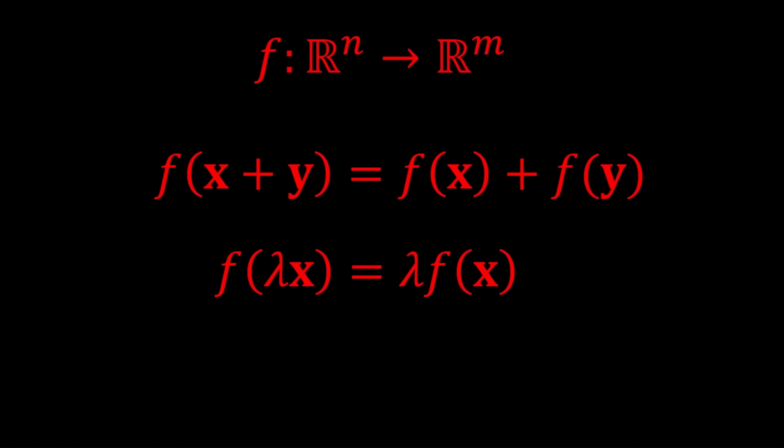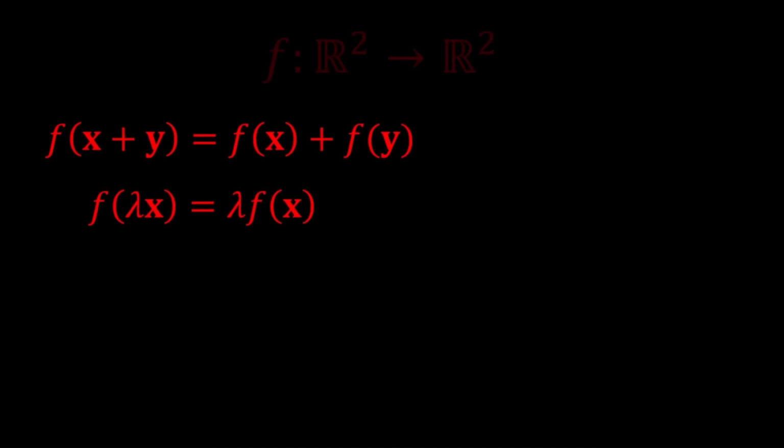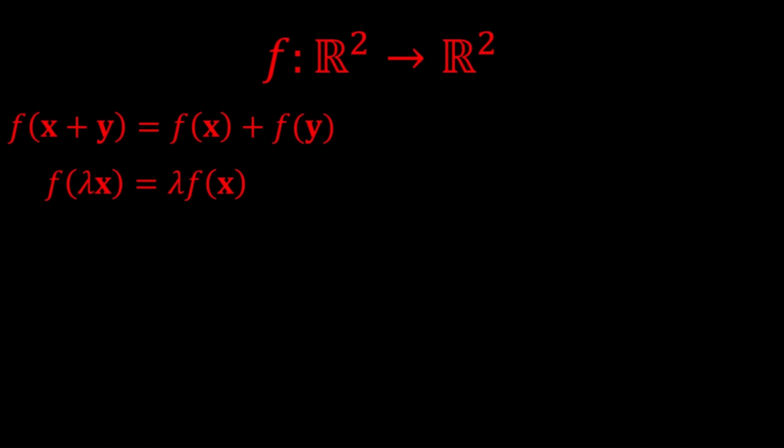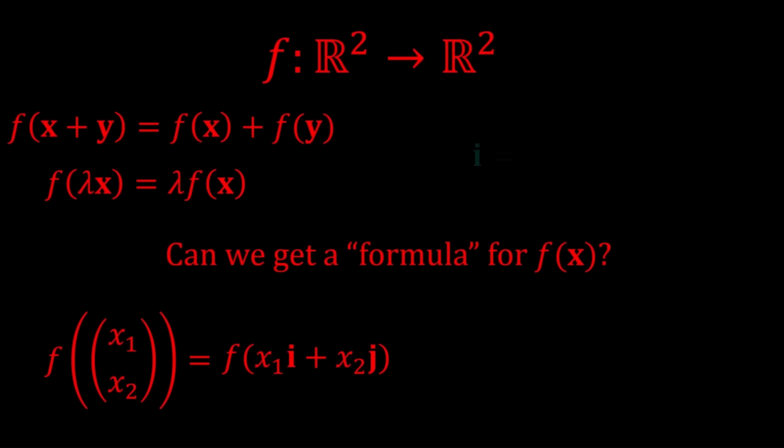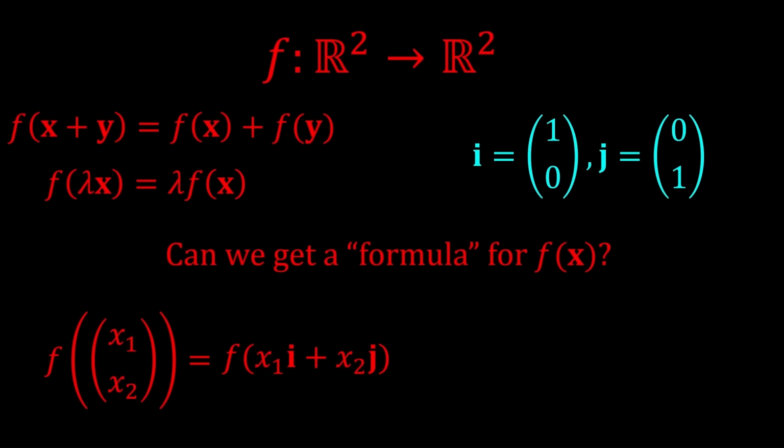Now let's take a look at a special case R2 to R2, and suppose we have a function with these nice properties. Now I wonder, can we find a formula of some sort for f of x? Okay, well let's try. We'll take an arbitrary vector, x1, x2. But how do we even start with this? Well, in math, it helps a lot to write stuff in different forms, so that's what we're going to do. This is the column vector form, but we can write it in a different form, and you might know what it is, using the i and j vectors, where i equals 1, 0 and j equals 0, 1.